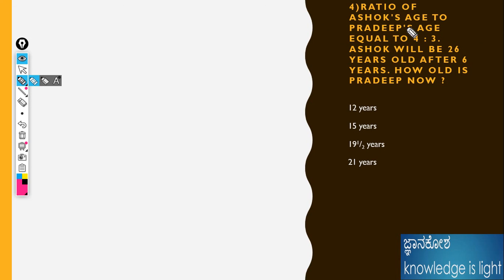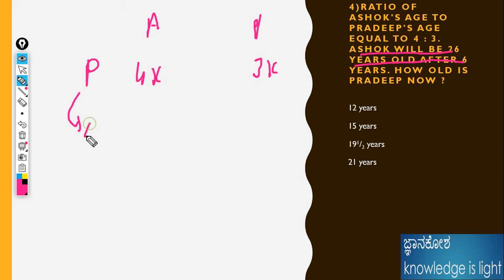The ratio of Ashok's age and Pradeep's age is equal to 4:3. Okay, fine. Ashok and Pradeep. Okay, they ask for the present one. I take 4x and 3x. Ashok will be 26 years old after 6 years. Okay, this is a direct question. Ashok after 6 years. After means future, that's 6. I will make an arrow like this: 4x plus 6 and 3x plus 6. If you maintain a table like this, definitely you will not make any mistake in any problem. They have given 26.